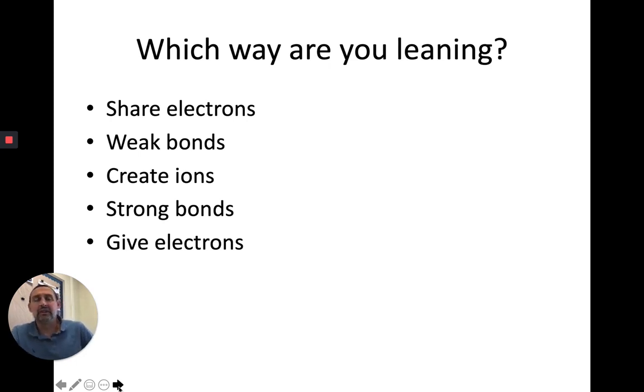What I'd like you to do is think of your left hand as ionic. Think of your right hand as covalent. All right, so sharing electrons, is that going to be a lean toward the ionic side, left side, or the right side, covalent? So sharing electrons, lean to the right. Weak bonds, lean to the left. Creating ions, lean to the left. Strong bonds, lean to the right, covalent. Giving or taking electrons, lean to the left. That will be ionic.